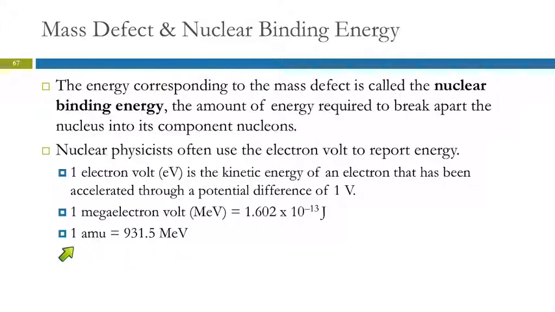And just for reference, an atomic mass unit is equivalent to 931.5 mega electron volts. So electron volt is just a different unit of energy. And that is a conversion factor that could be useful. You don't need to memorize that, though. If you need it on the exam, I'll give it to you.